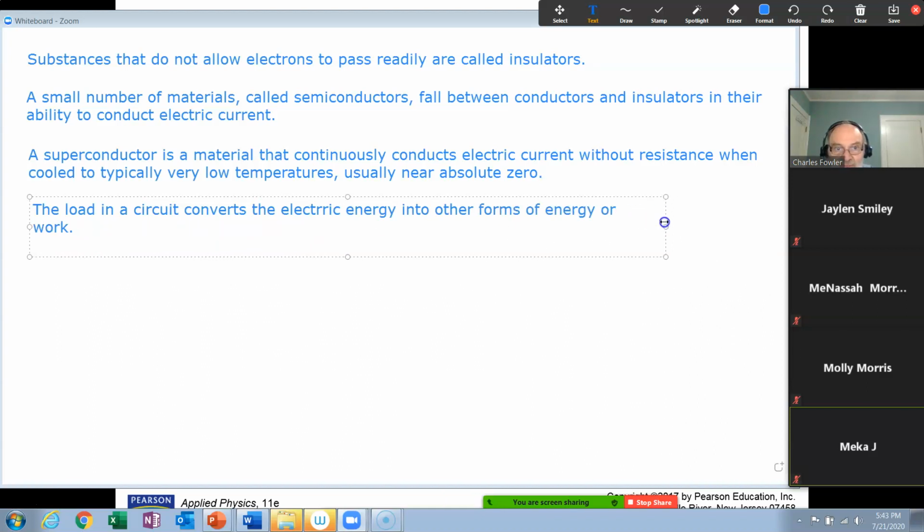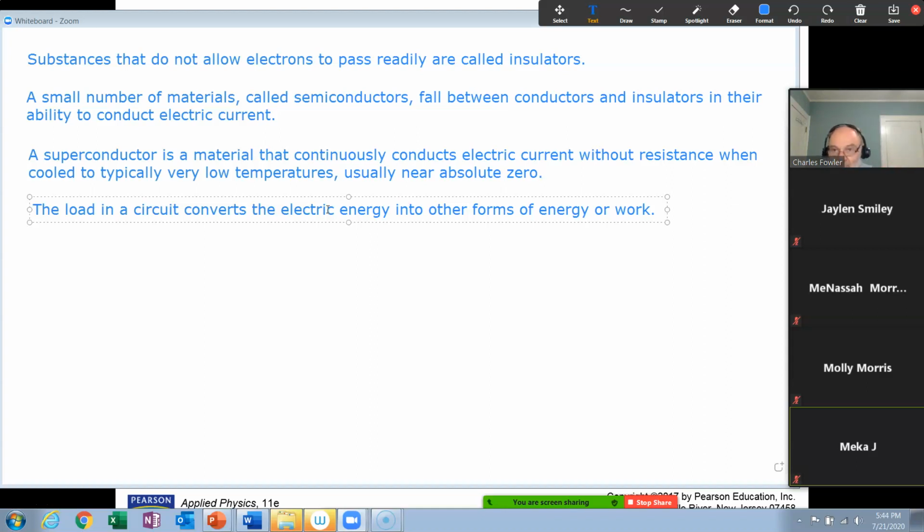And electric doesn't have that many R's in it, so I will remove one of them. Now, that's basically your light bulb, your toaster, your television, your computer, whatever it is that is using the energy, that's the load. The battery supplies the energy, the conductor transmits that charge with the energy attached, you might say, and then the load uses it.